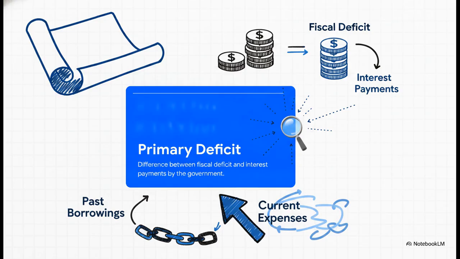Finally, peeling back the last layers of our blueprint, we find the primary deficit. This is calculated by taking that massive fiscal deficit and subtracting the interest payments the government is already making on its past borrowings. This metric is fascinating. It reveals the government's current fiscal discipline by removing the heavy structural load inherited from the past. Basically, it shows exactly how much the government is borrowing today simply to meet its current non-interest expenses.